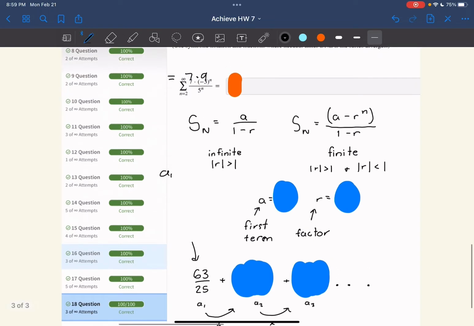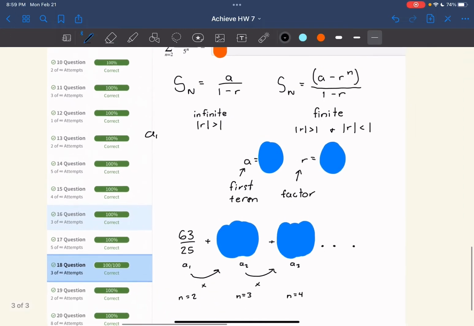Notice that when we plug in n is equal to 2, n is equal to 2 is our first term, so this is equal to a. It's not n is equal to 1 or n is equal to 0. We're starting with n is equal to 2, so that is going to be your first term. So your first term is a, your first term is 63 over 25. Now, second question, what is r? R is going to be the factor that you're multiplying by.